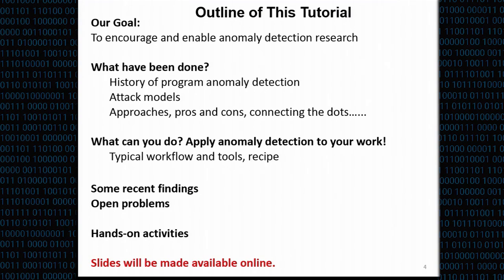So, outline. The goal is, again, to encourage similar lines of research in anomaly detection. We have done this a lot, and we really believe it's a lot of fun. It's also a very general approach, and of course, in a specific context, you have to figure out exactly what the features are, what the data is, and what you are looking for. We're going to have a hands-on activity toward the end.